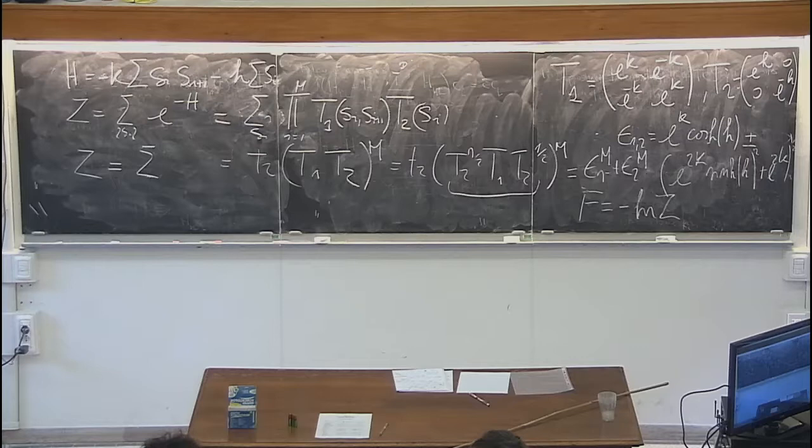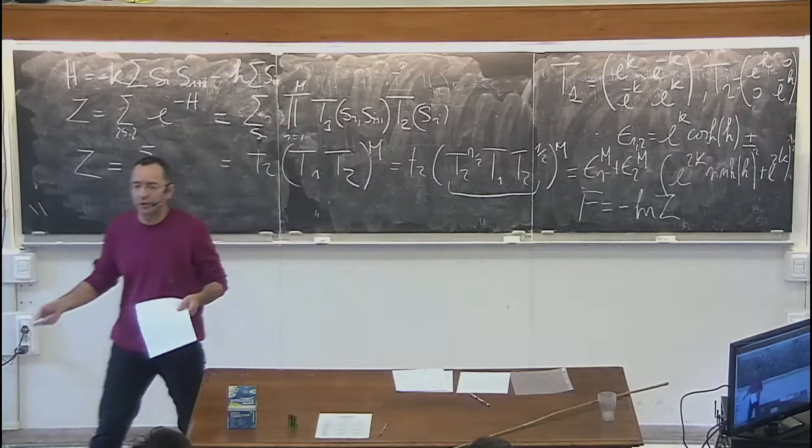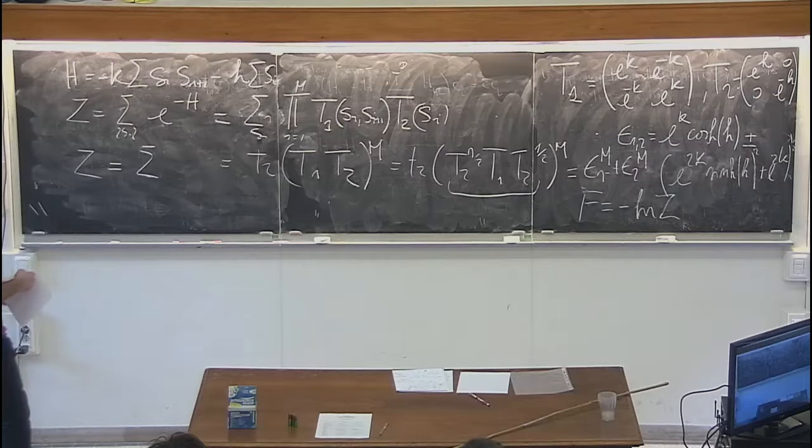Another important point is the two-point function. Usually we compute the correlation function. Correlation functions are not encoded in the free energy. I mean, we must do something else.